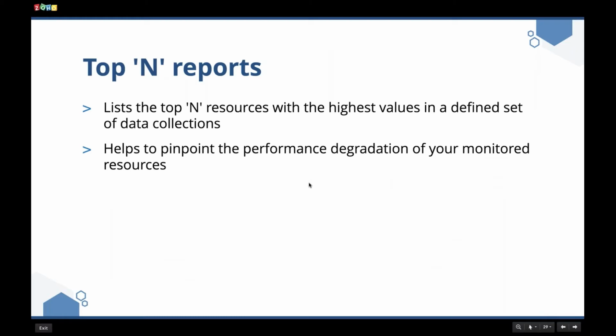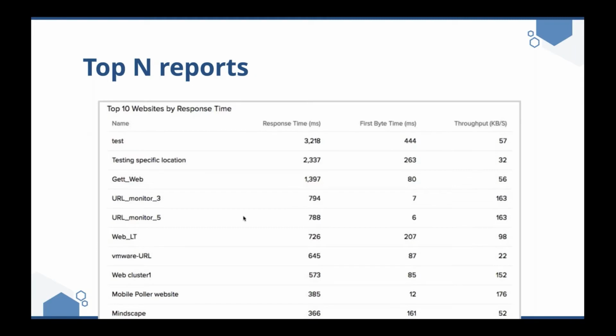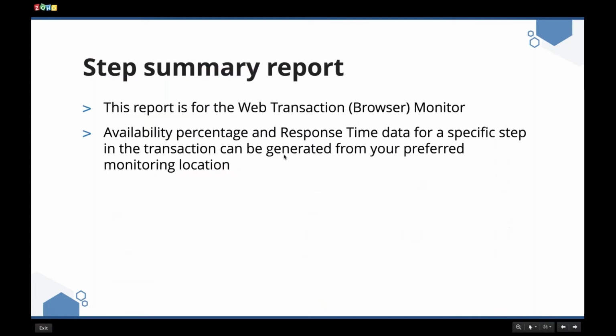Top N reports. Top N reports list the top N resources with the highest values in a defined set of data collections. This is not only for website monitoring; it can be achieved for other monitor types as well. So top N reports based on response time, CPU utilization, memory utilization, and disk usage. For all of it, it can be obtained.